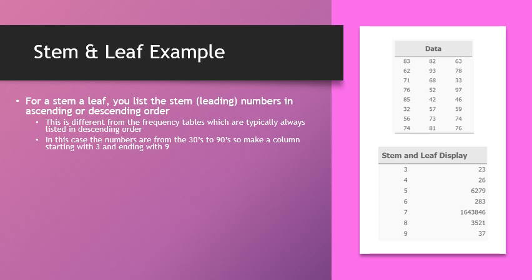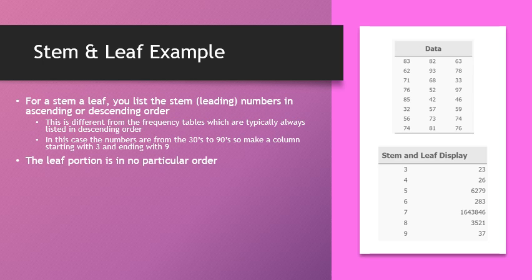So look at your data first. You'll notice that the lowest numbers are in the 30s and the highest numbers are in the 90s. So you want to have a stem that ranges from 3 all the way to 9. So for your stem and leaf display, your first column of numbers goes 3, 4, 5, 6, 7, 8, 9. And if you choose to go the opposite order from 9 down to 3, that is just as fine. And then the leaf portion of this is in no particular order.